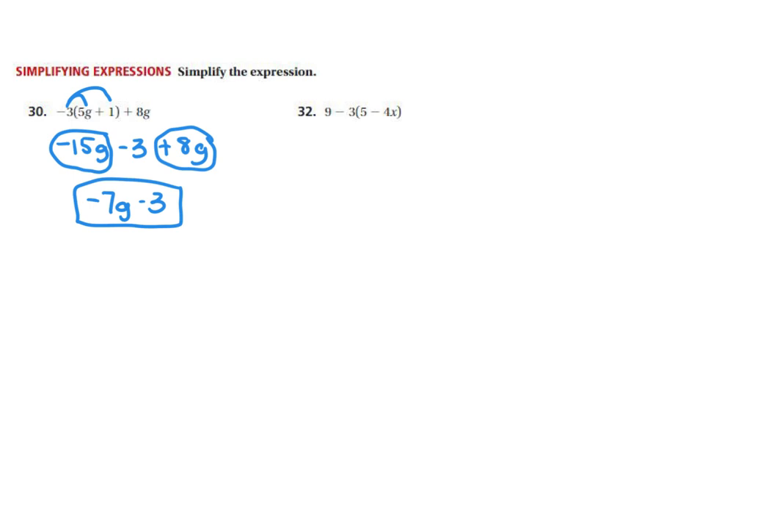And for 32, we distribute the negative 3, so we have 9, and then negative 3 times 5 is negative 15. Negative 3 times negative 4x is positive 12x. And then we can combine 9 minus 15. That gives us negative 6 plus 12x.